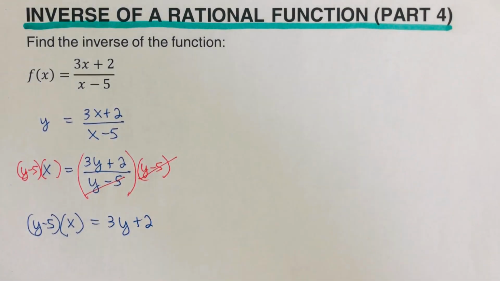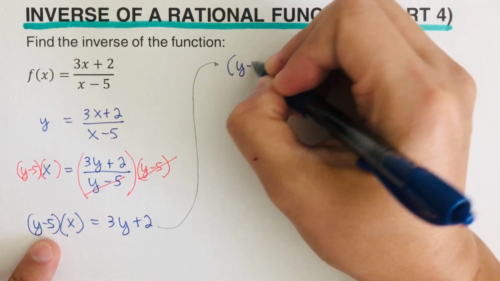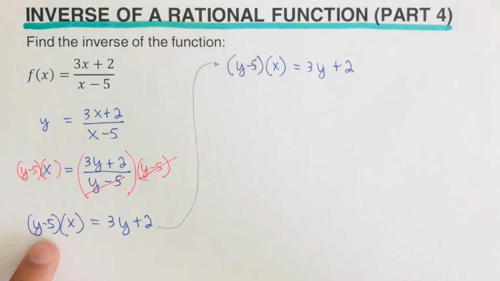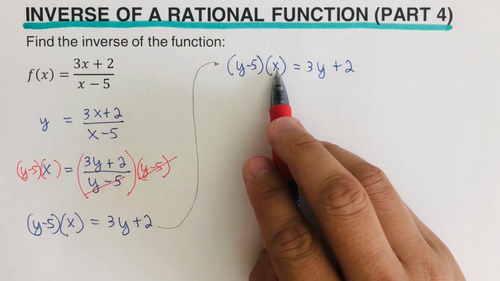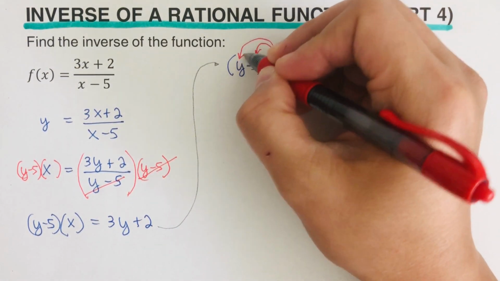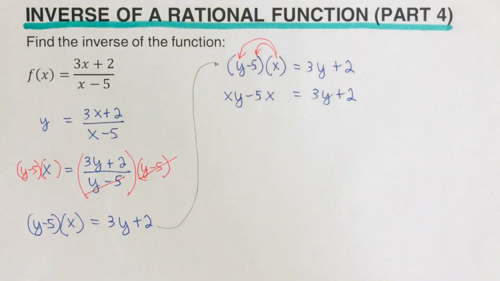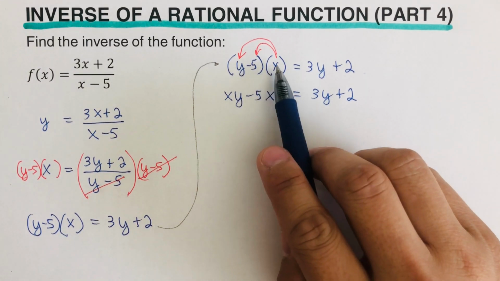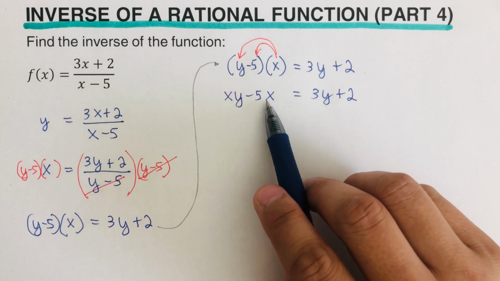Then I'm just going to show the work up here. What we are going to do next is distribute the x to both terms inside the parentheses. What I did was I distributed the x to both terms inside the parentheses. x times y is xy. Negative 5 times x is negative 5x.